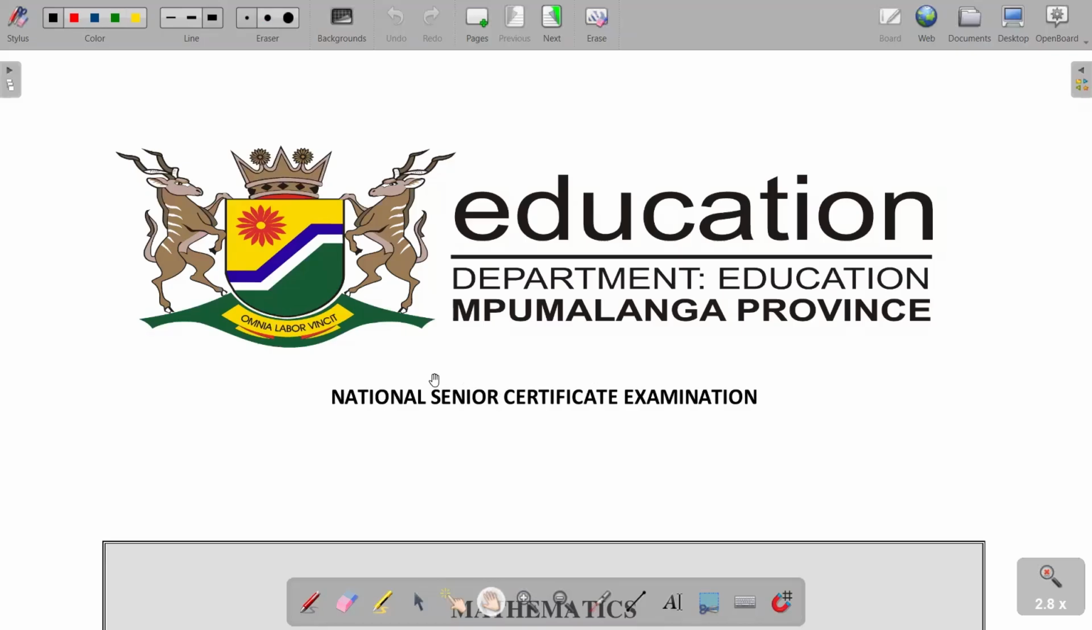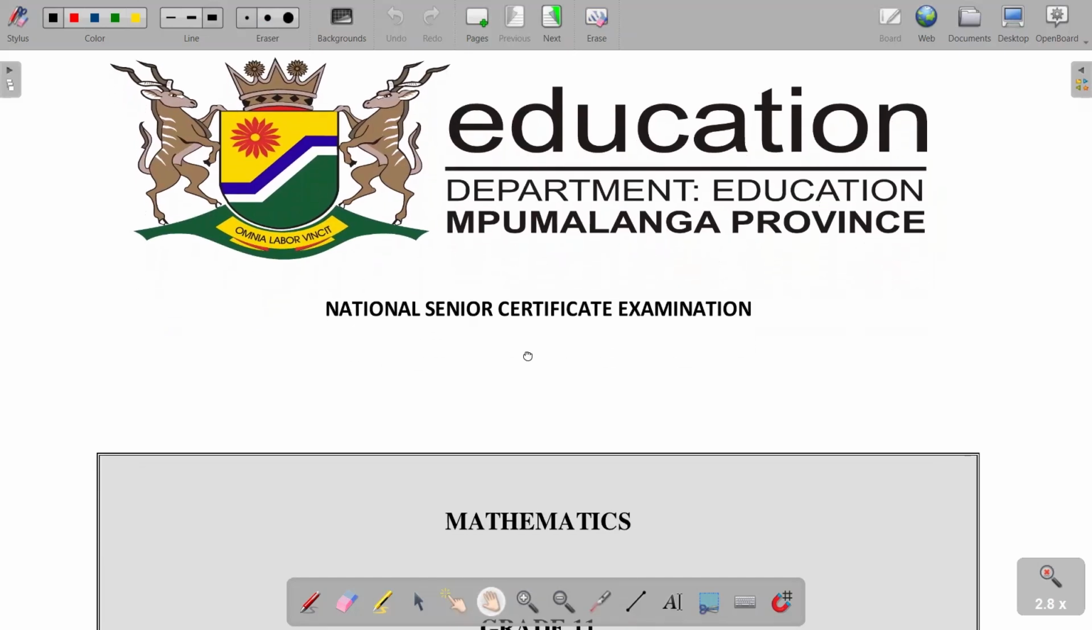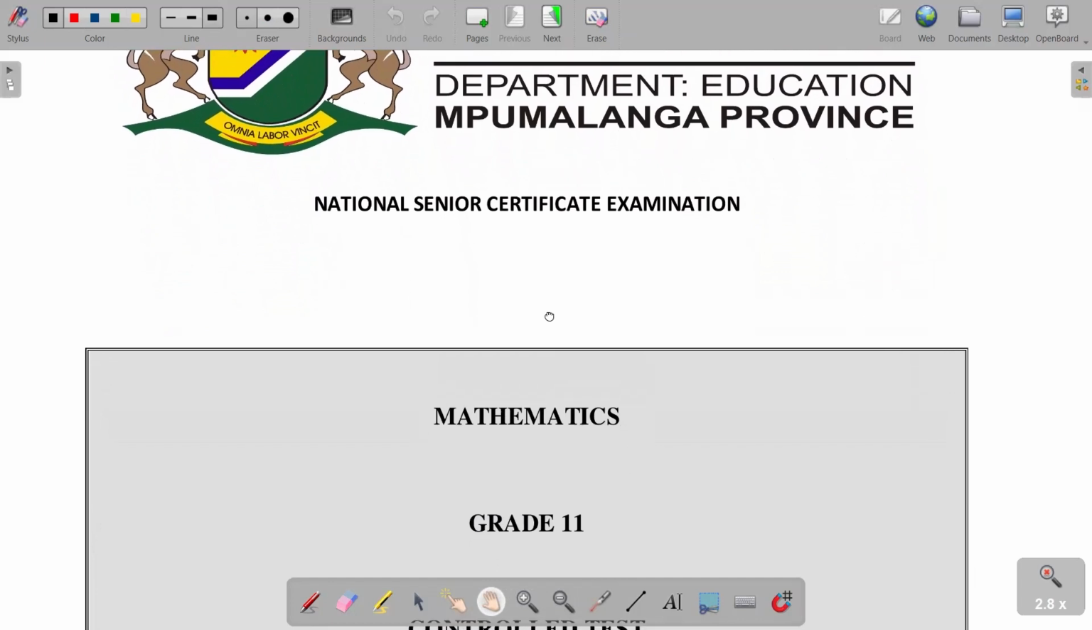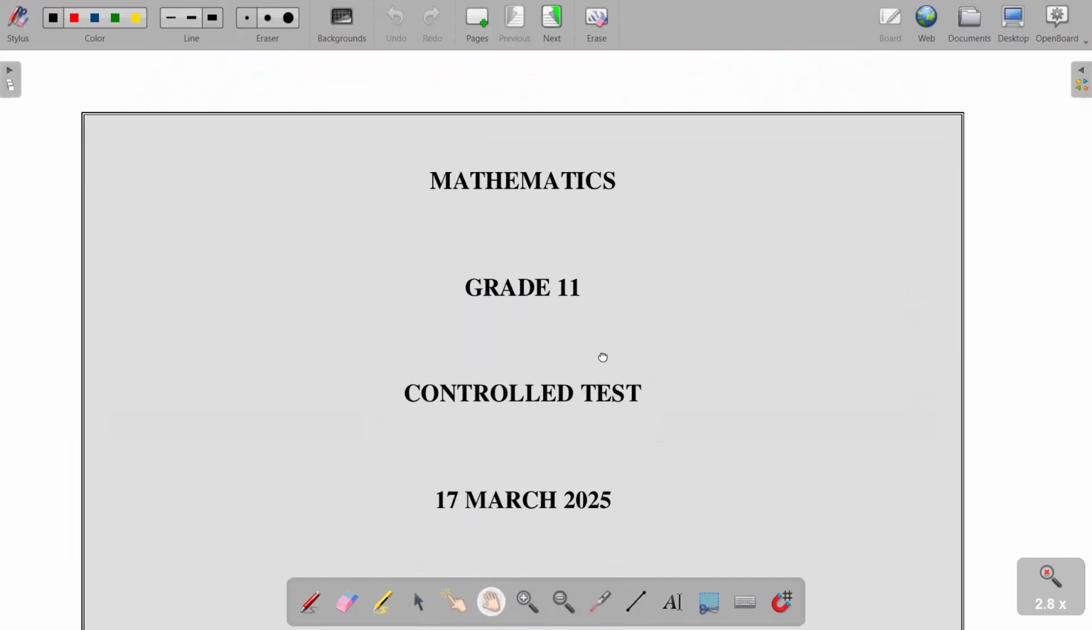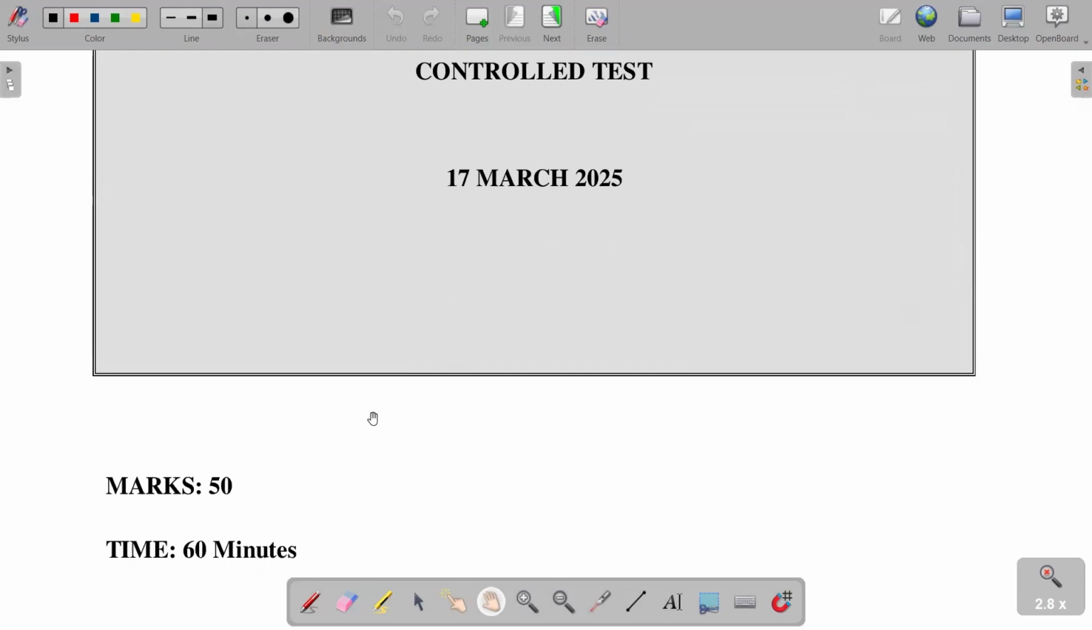Good afternoon. Today we are going to do the paper grade 11 from the Mpumalanga Province Department of Education, the control test which was written in March 2025. The paper was worth 50 marks and it was written in 1 hour.